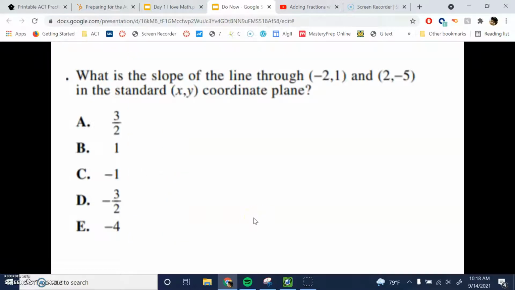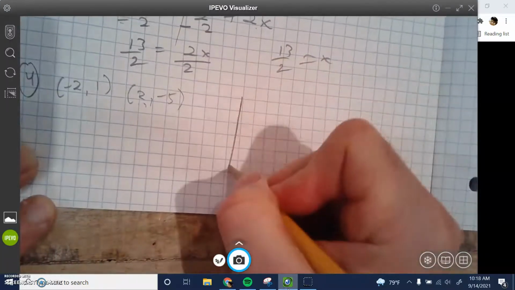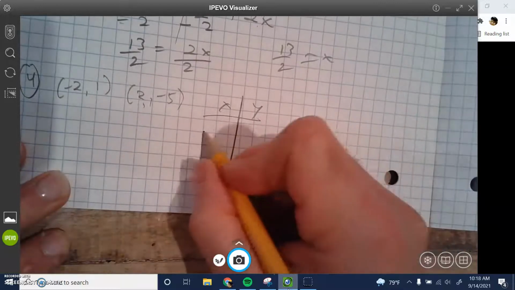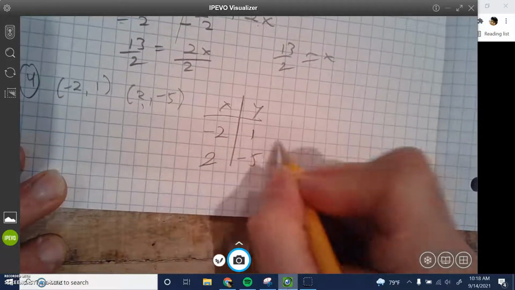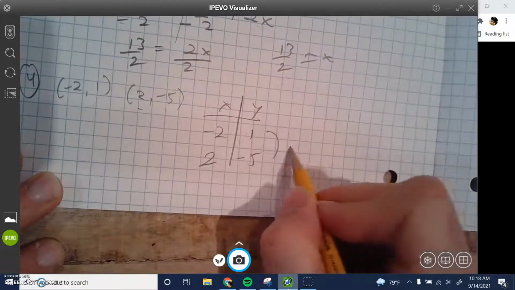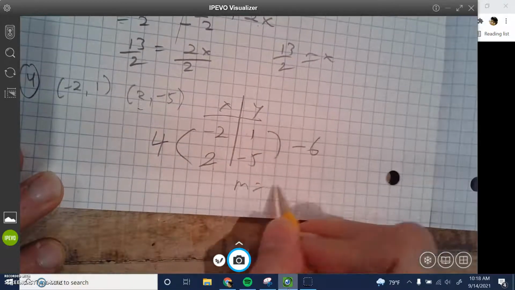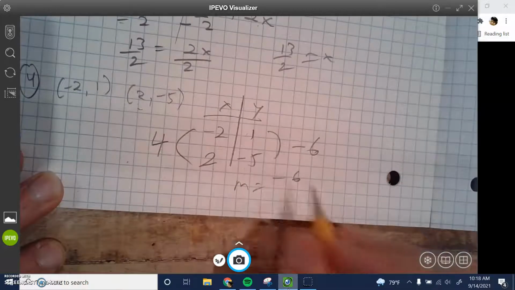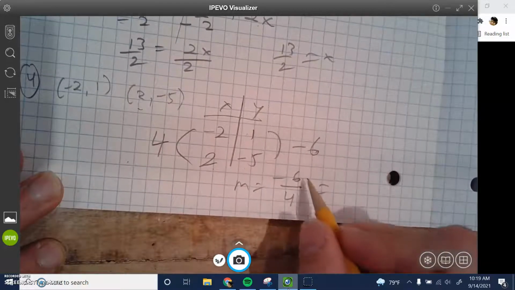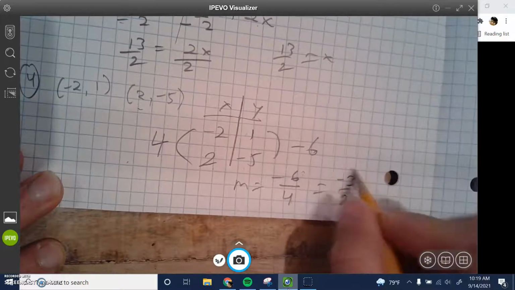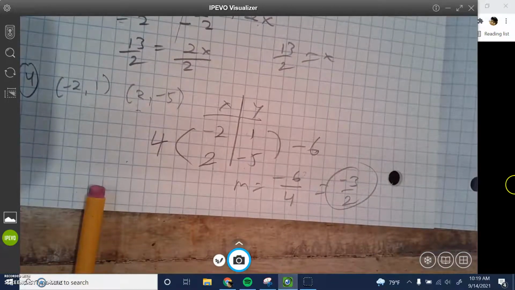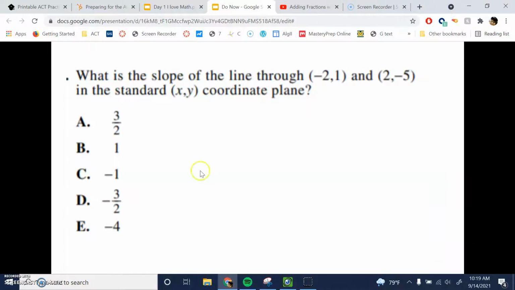The slope, changing y over changing x between those 2 points, is? Let's see. I always like to do a chart with my number line. So I have negative 2, 1, and 2, negative 5. The change in y going from 1 to negative 5 is negative 6. Negative 2 to 2 is 4. And so the slope is negative 6 over 4, change in y, or rise over run. Simplify, cut them in half, so it'd be negative 3 over 2. So the answer is D. Nice job. Keep it going.